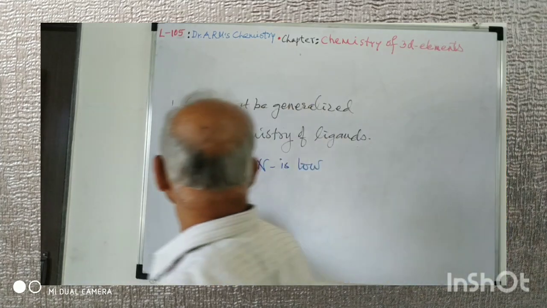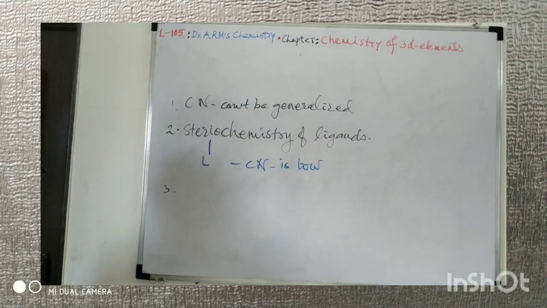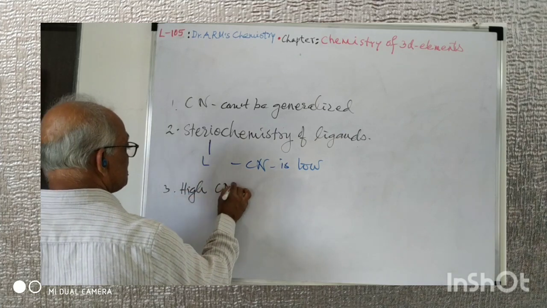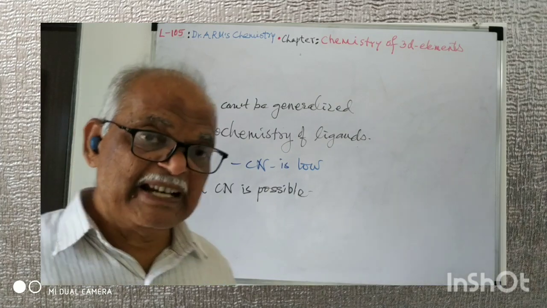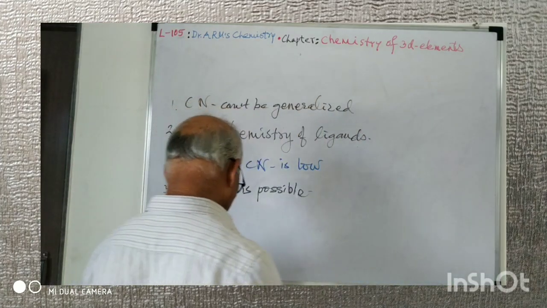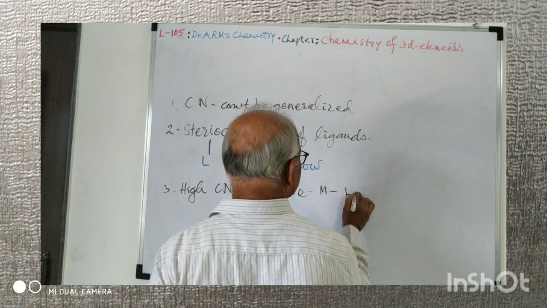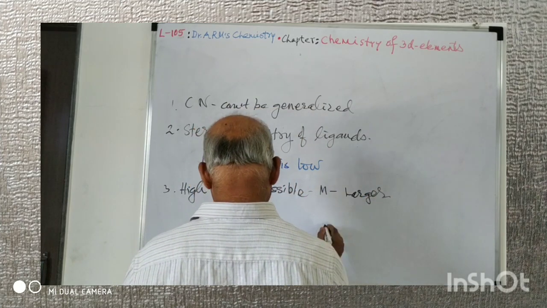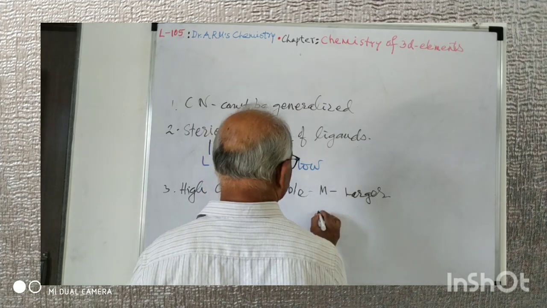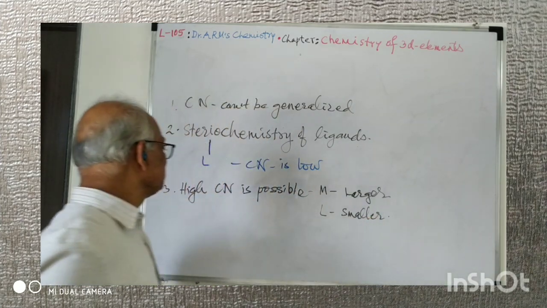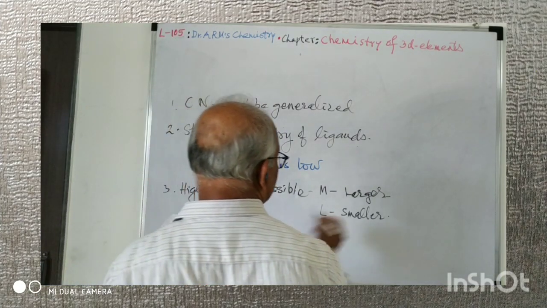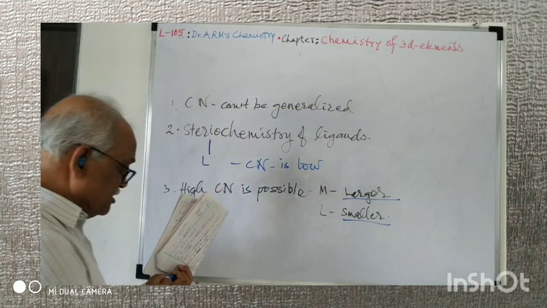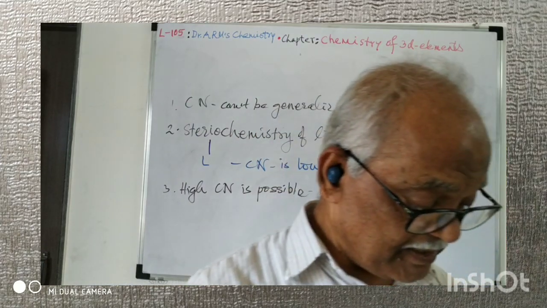Then third point is that high coordination number is possible when the metal ion is larger in size and ligands are smaller. So coordination number is high when the metal ions are larger in size and ligands are smaller in size. So we have to remember these important things.